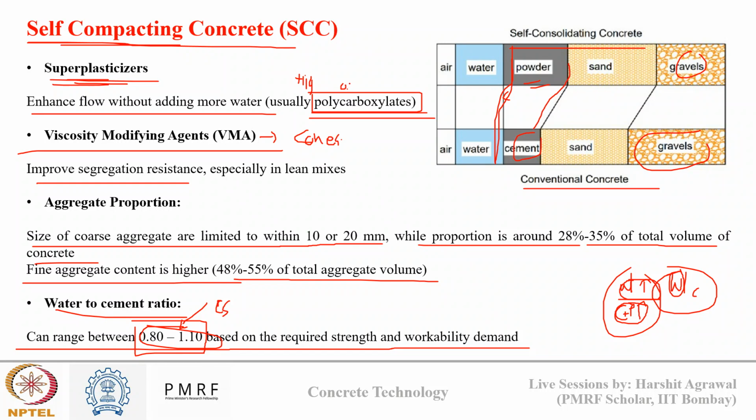Suppose I'm adding 1% of superplasticizer, that will provide more deflocculation of my cement particles, which will increase the flowability. So we use high range water reducing admixtures in these terms.